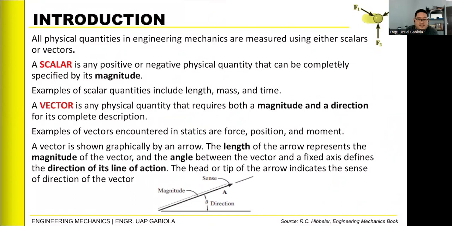As said, all physical quantities in engineering mechanics are measured using either scalars or vector. I know this is not a new term to you guys kasi sa physics, ginagamit na din to. Pero let's reiterate, no? So scalar is any positive or negative physical quantity that can be completely specified by its magnitude. So ibig sabihin, by magnitude alone, we can already say or detail yung physical quantity na tinutukoy natin. Examples nito are length, mass, and time.